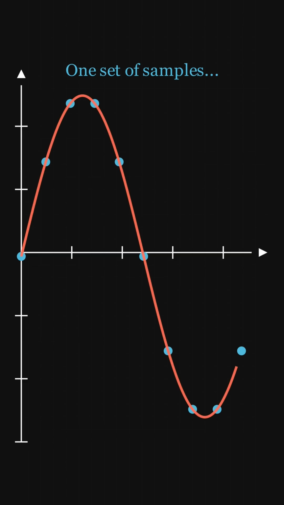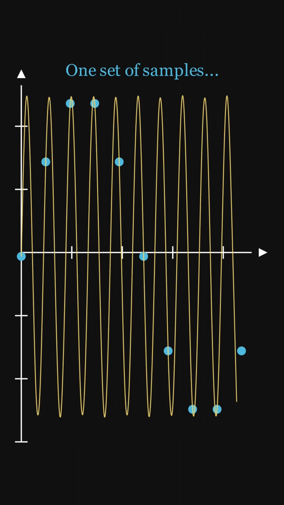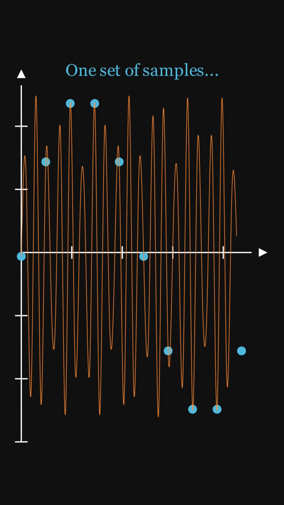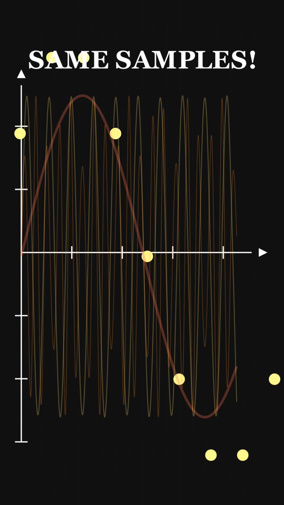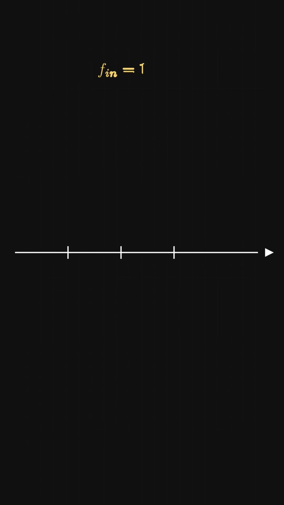The digital side does not get the full analog waveform. It only gets samples. And if those samples are taken too slowly, different analog signals can start to look the same. Here's a simple example.